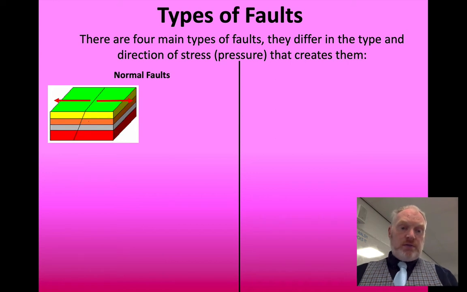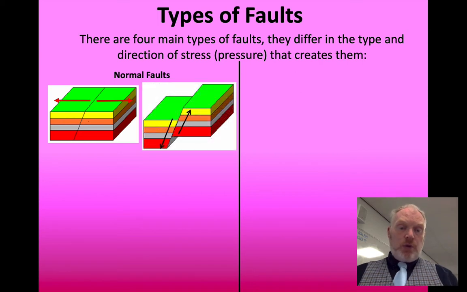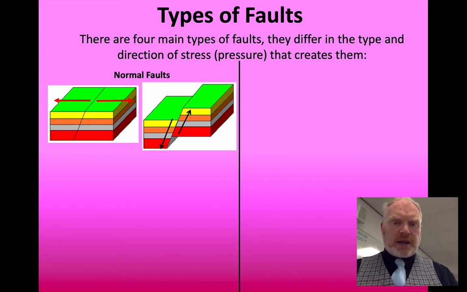Normal faults are created by a tension stress, where the rocks get pulled apart. What we see as a result is the rocks get extended, they get pulled apart. We see the downthrow block there being the hanging wall of the fault. The upthrown block is the footwall of the fault. You might want to go back to your work on faults to remind yourself what these terms mean.